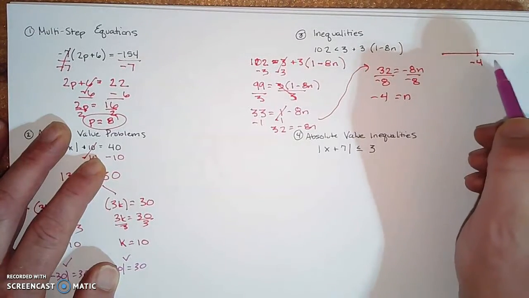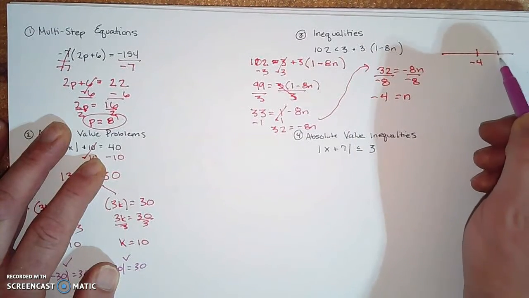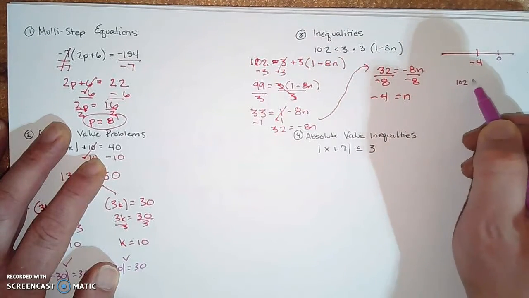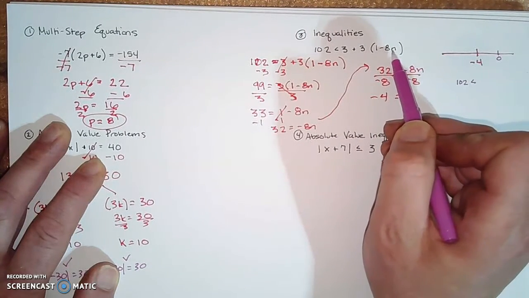So I'm going to test the number 0, which is over here. I'm going to mark it on here. You don't have to do all this work to do it. I'll fill 0 into the equation, and I get 102 is less than 3 times 1 minus 8 times 0. 8 times 0 is 0. 1 minus 0 is 1.